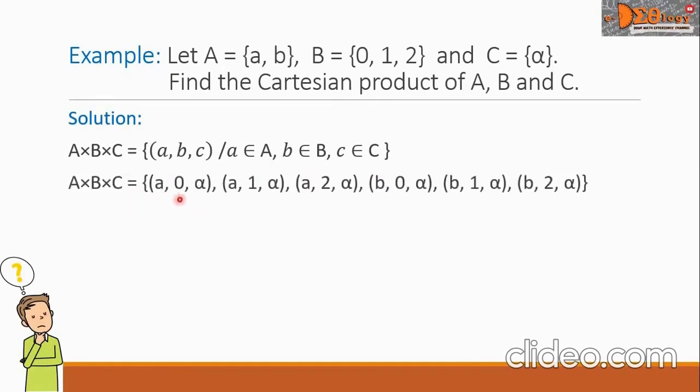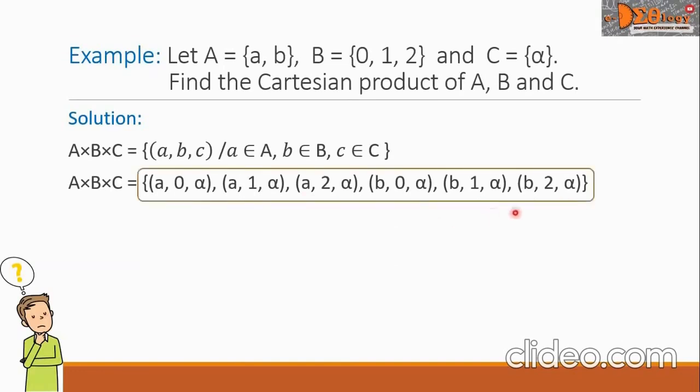The first is (a0, alpha). Second, (a1, alpha). Third, (a2, alpha). Fourth, (b0, alpha). Fifth, (b1, alpha). And the last, (b2, alpha). This is the final answer.